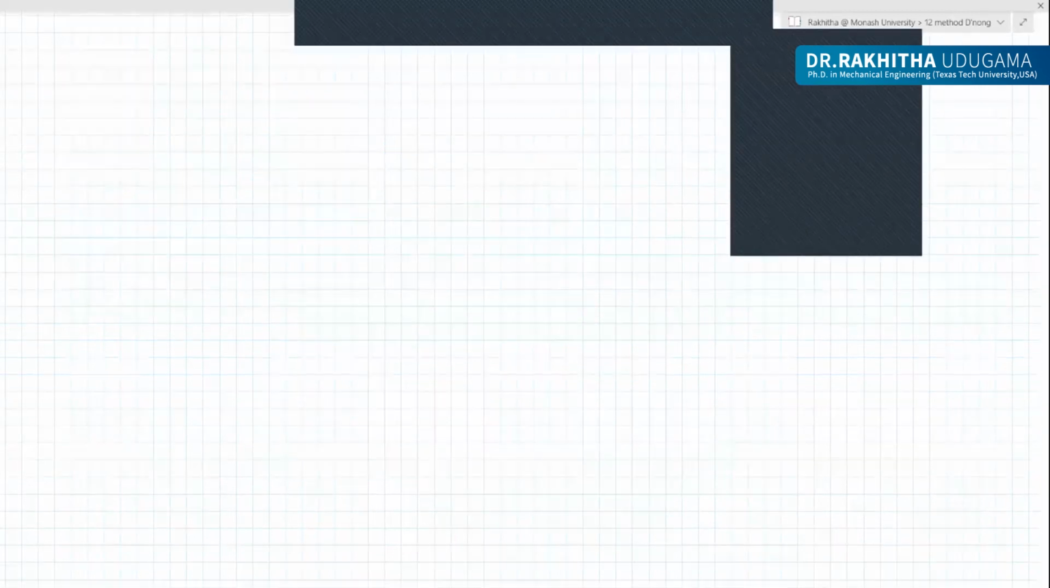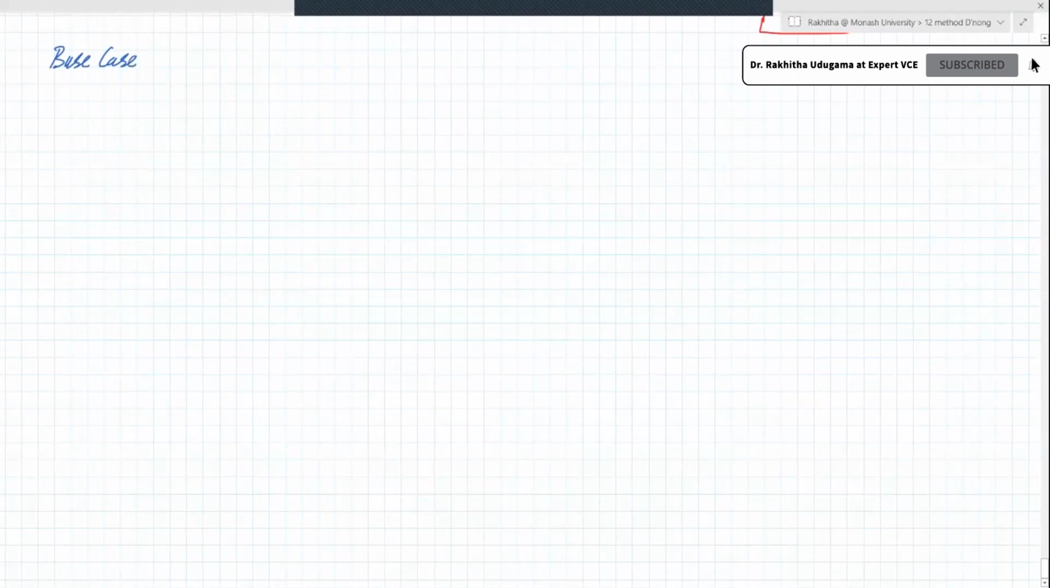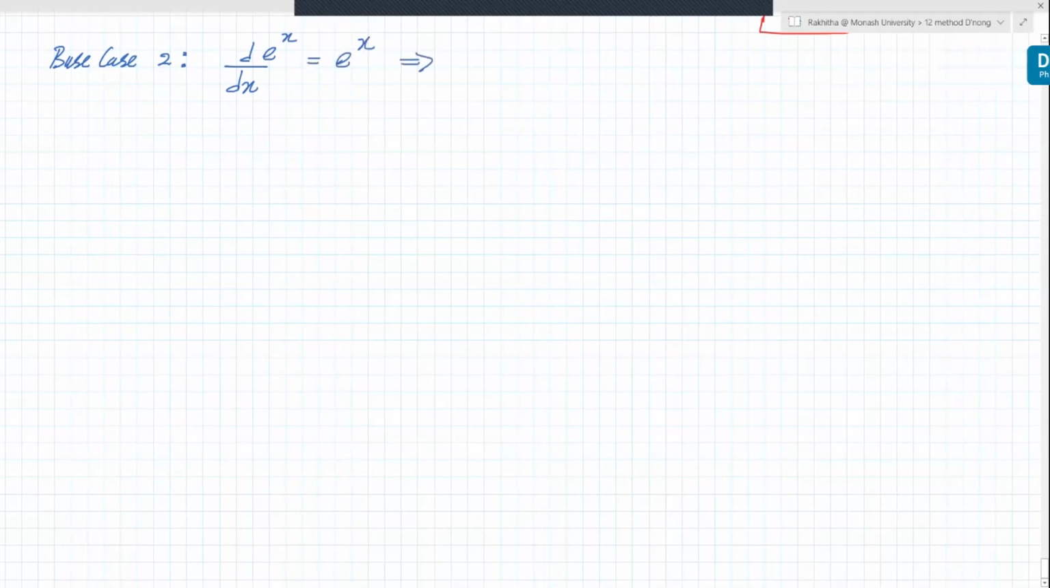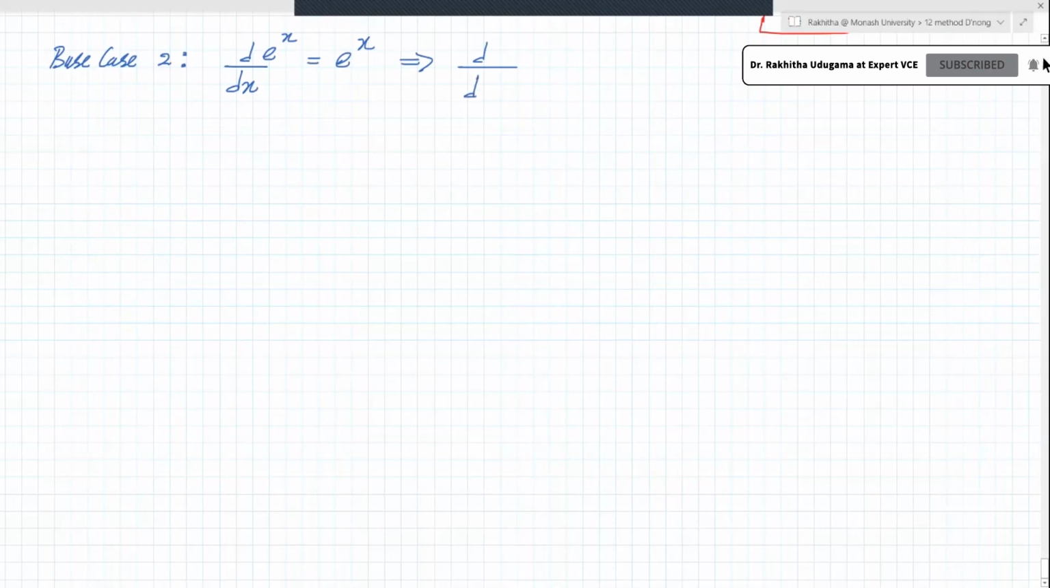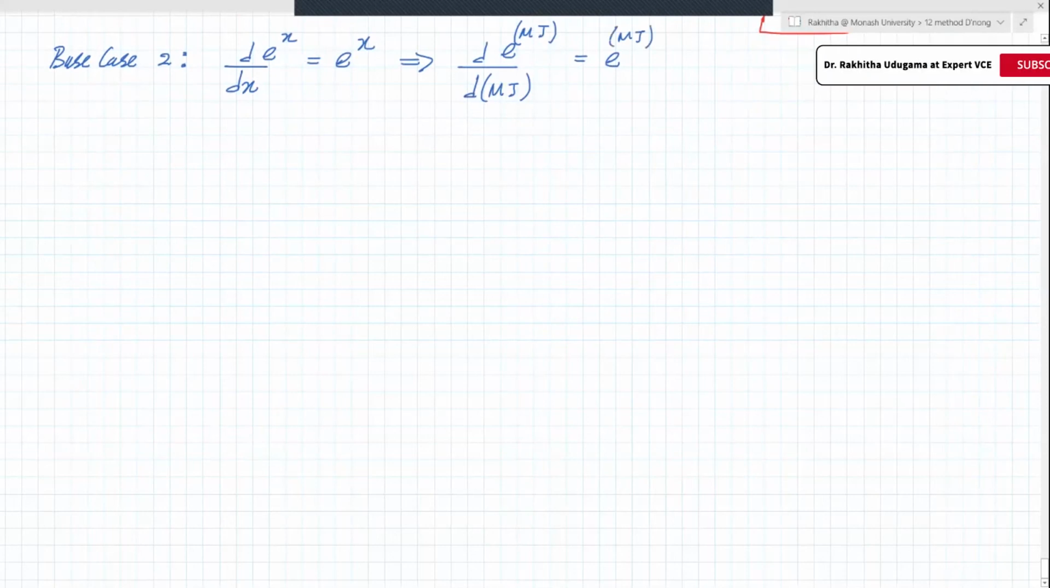So now we know the structure. We'll talk about the second base case. Base case number 2. In base case number 2, what we know is d/dx of e to the power x is equal to e to the power x. Now what we have to emphasize here: if you have d of mj, mj should be here on top. Then the answer would be e to the power mj. So this is the criteria.